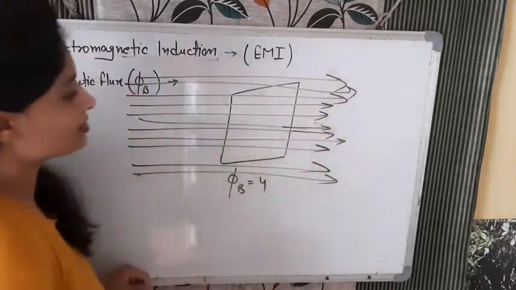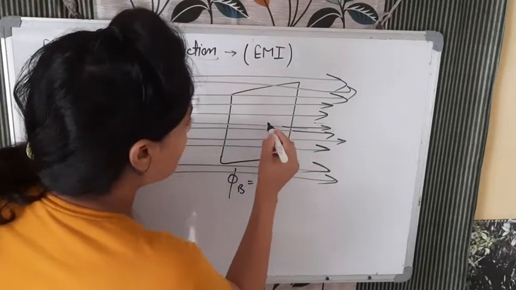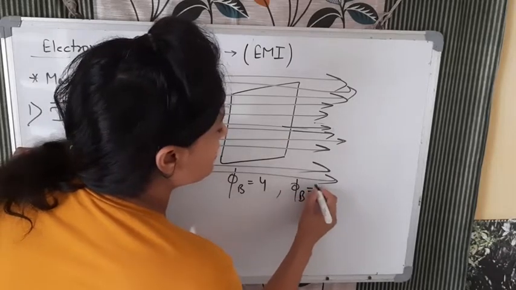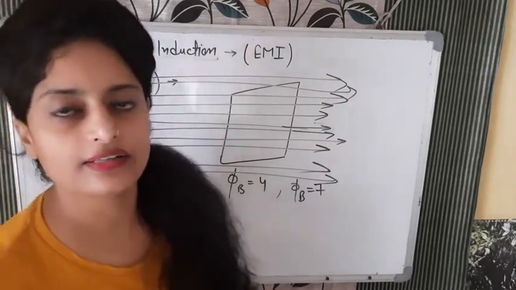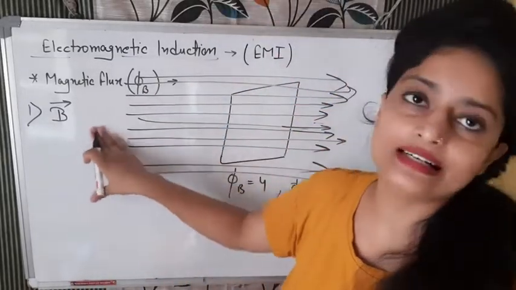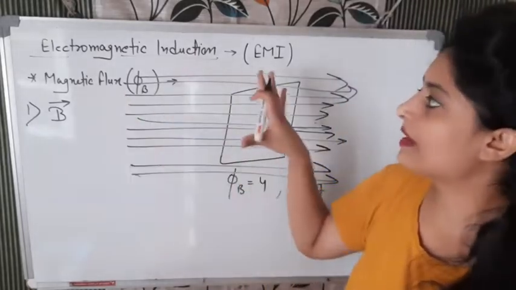So what you will observe that now when we are increasing B, so 1, 2, 3, 4, 5, 6, 7. So now phi B is 7. Next case. So one thing is very clear that magnetic flux increase with the magnetic field strength. जितना ज्यादा magnetic field होगा उतना ही ज्यादा क्या होगा उसके अंदर magnetic flux होगा.